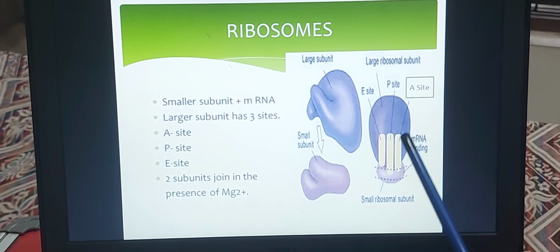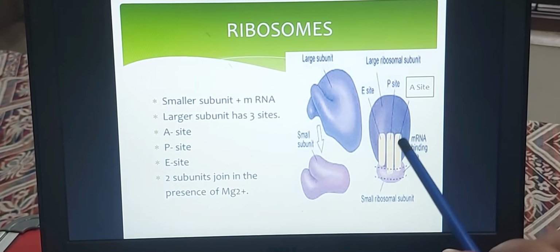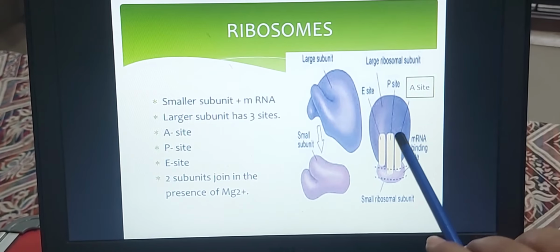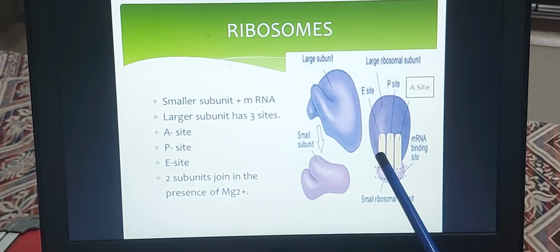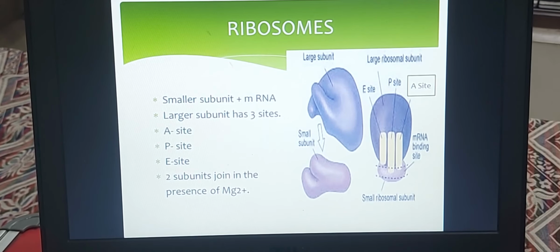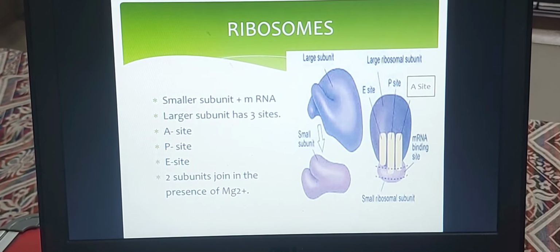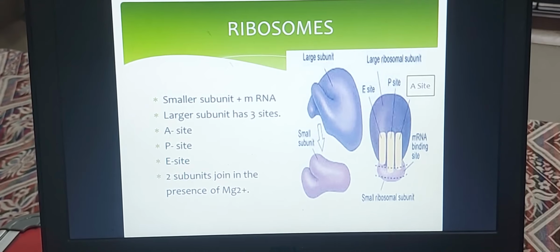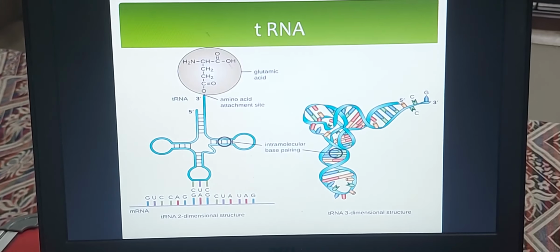The larger subunit has three important sites, A, P and E. A is the acceptor site which will receive the tRNA carrying the amino acid. P is the polypeptide site, where the chain of the polypeptide protein will be formed, and E is the exit site. The detailed steps will be discussed in the next video where we will be making the proteins, so these three points will be more clear to you in that video. And an important thing is that the two subunits of the ribosome attach in the presence of Mg2+ ions.